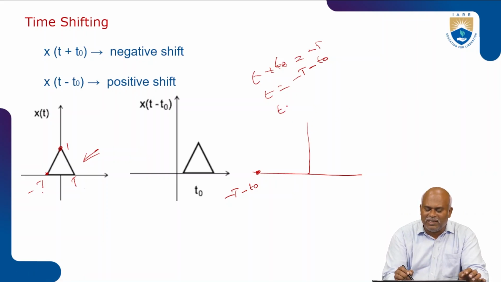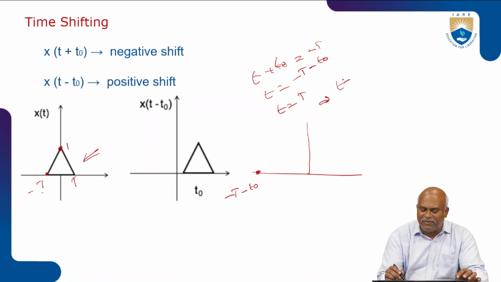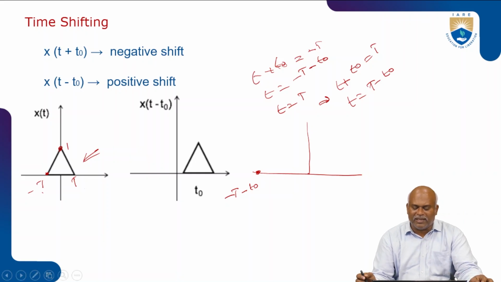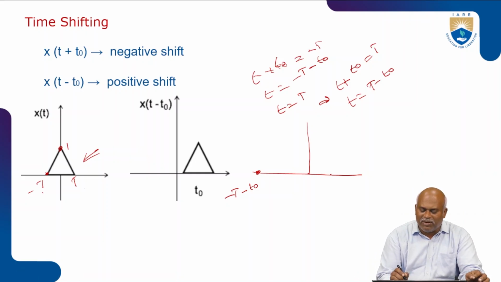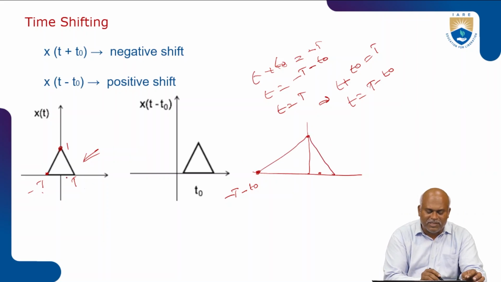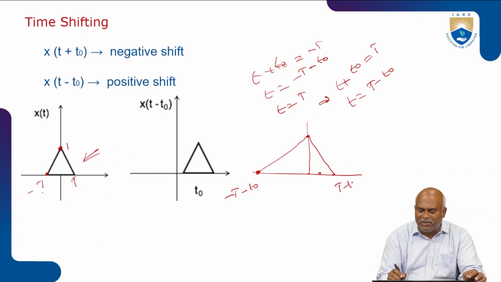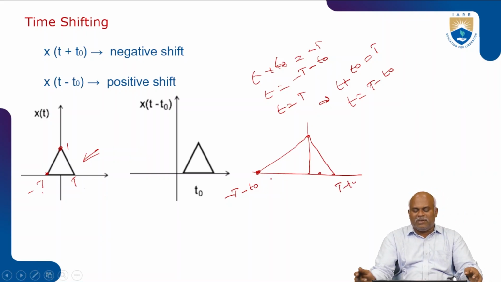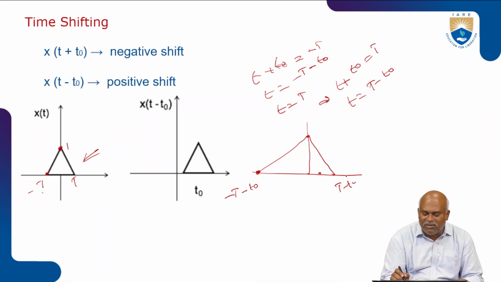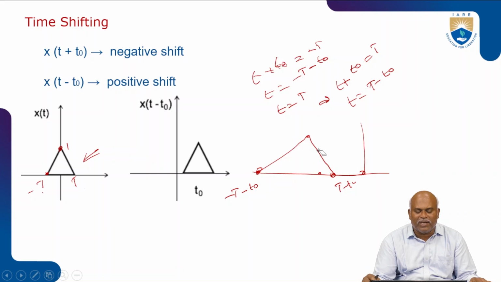Next, where is it going to end? T is equal to capital T. So what we write here: t + t0 equal to capital T. Now I need for T, that is t - t0 I should write, and it will be present somewhere here. The amplitude is similar. Then the same signal is going to shift to t - t0. This is the original origin, it's going to shift from here to here. This is the way we do the negative shifting.